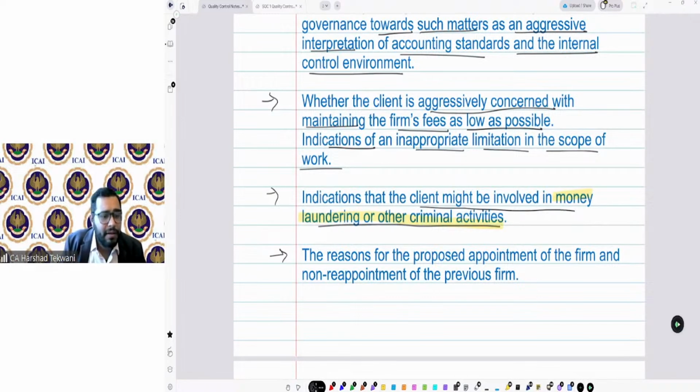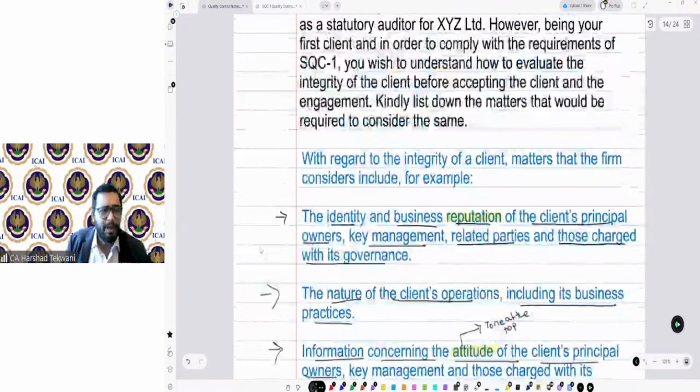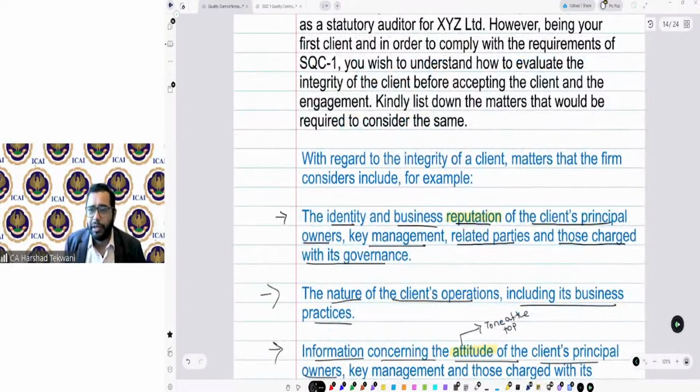Then the reasons for the proposed appointment of the firm and the non-reappointment of the previous firm. Why you are not appointing a previous auditor? Why you are changing the auditor? What is the reason behind that? This is the main concern. Everything is okay, but why you are changing now? What happened? So these are certain examples which will give you insight about the client's integrity.